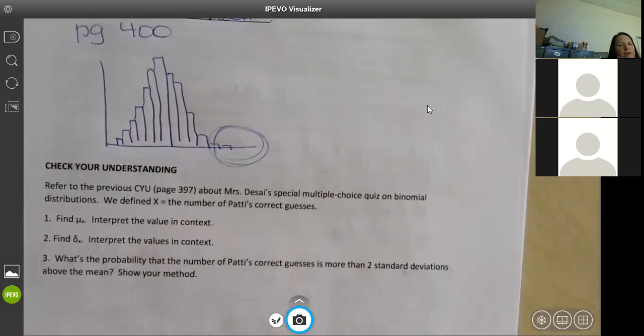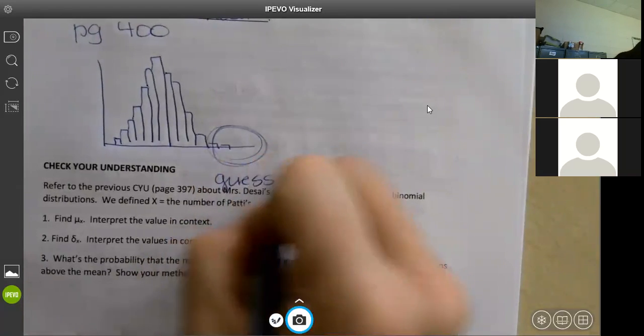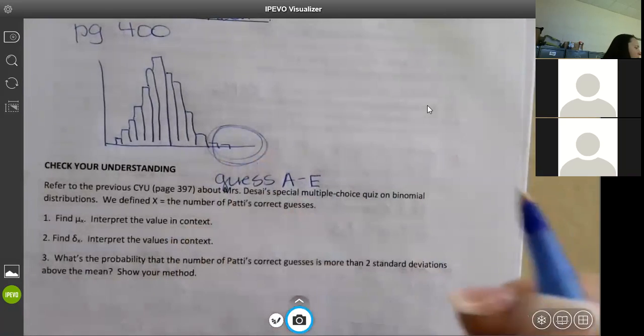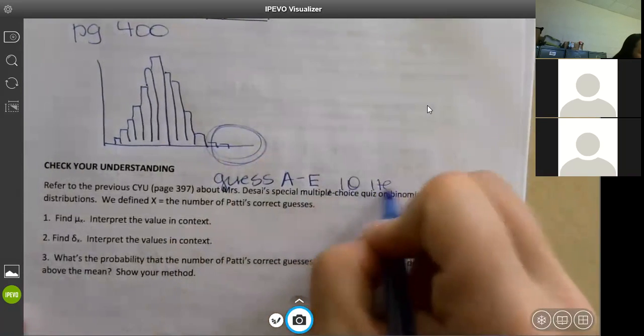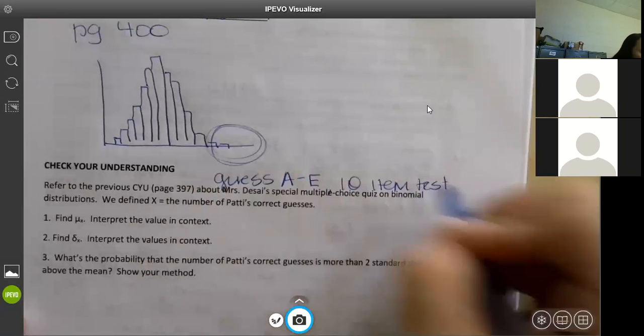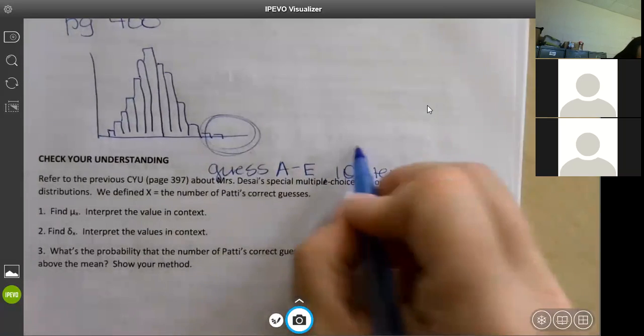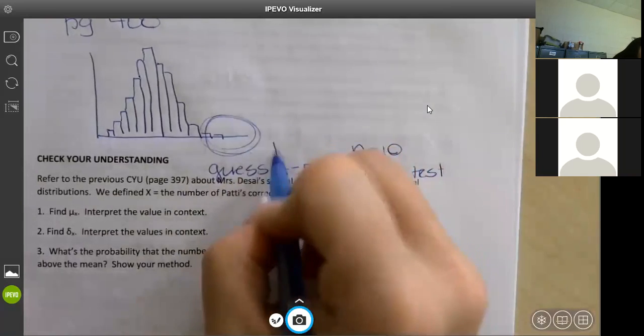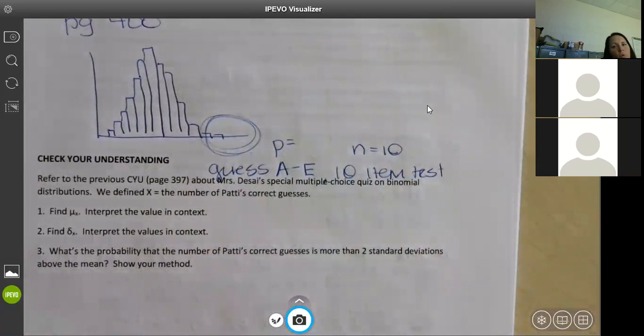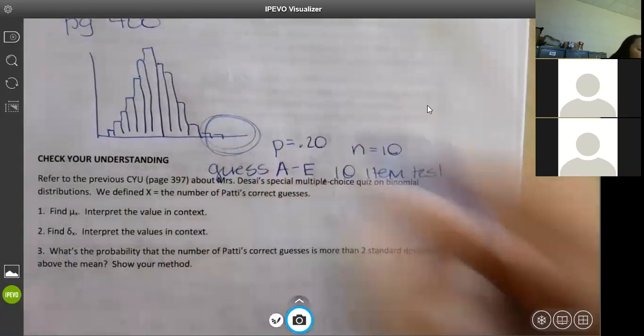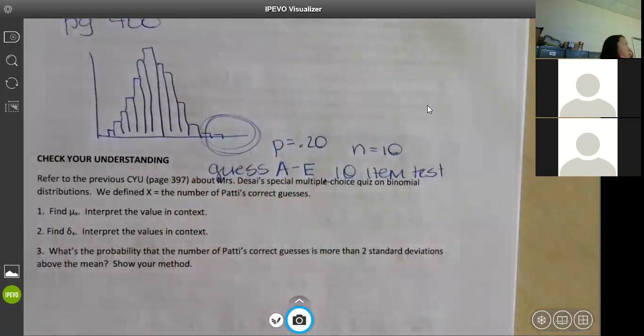All right. So refer to the previous CYU, check your understanding, page 397 about Ms. Desai's special multiple choice quiz on binomial distributions. We defined X as the number of Patty's correct guesses. We were guessing multiple choice A through E on a 10-item test. She didn't give them any questions. They just had to guess. So our number of items, N, was 10. And our probability of being correct, you get 1 out of 5, or a 0.20 chance. But that was from Thursday.